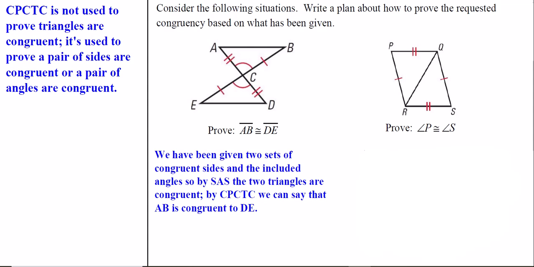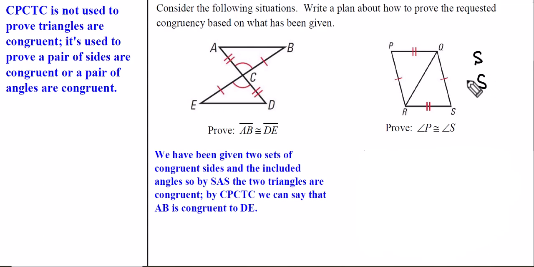Looking at our second drawing, let's see what they gave us. They gave us a pair of sides, so PR is congruent to SQ. That's a pair of sides. And they told us that PQ is congruent to SR. That's another pair of sides. I need a pair of angles or another pair of sides.